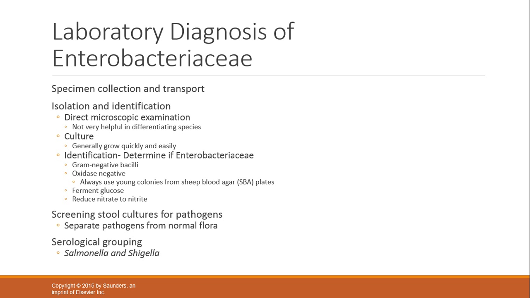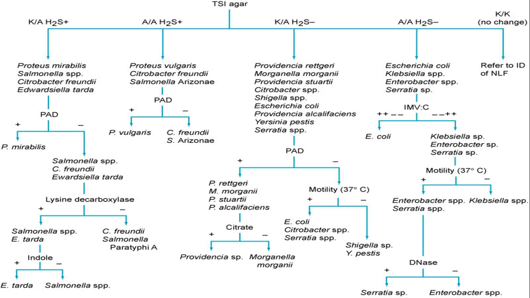Let's see, screening stool cultures for pathogens. There's a lot of normal flora in the stool, so our biggest help is that selective and differential media that we use, so we can spot those clear, colorless colonies. And then you can also use serological grouping, like your monoclonal antibodies to the antigens on the surface can help you identify. And there's some available for both Salmonella and Shigella.